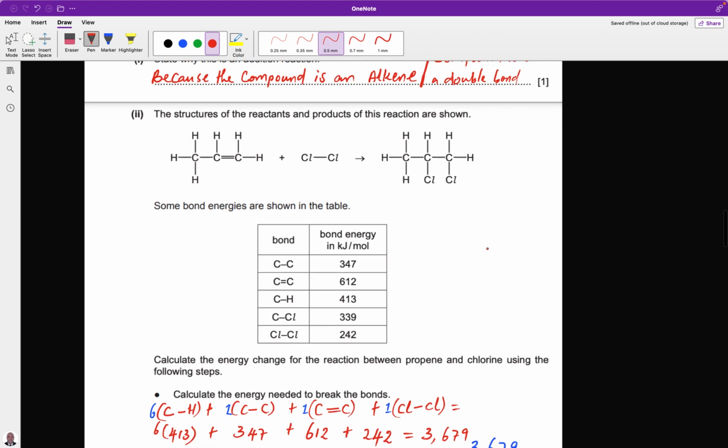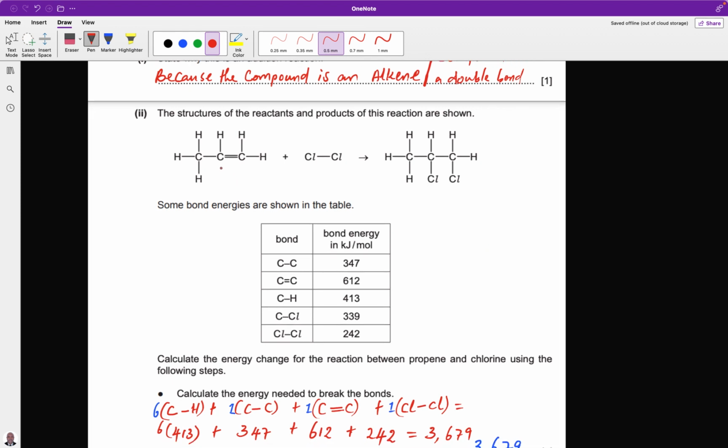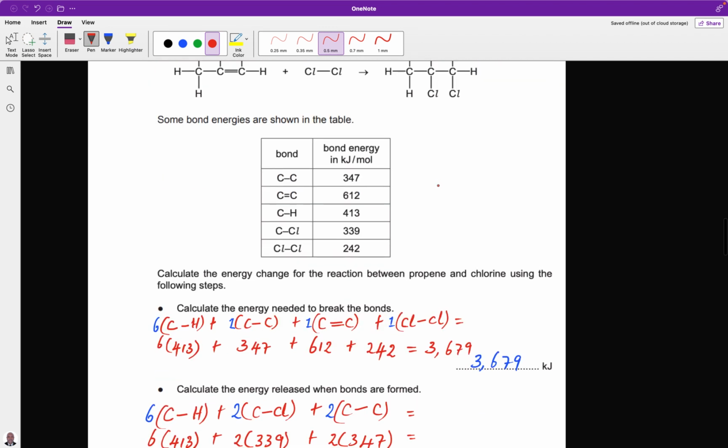Okay, the structures of the reactant and the product of this reaction are shown. These are the structures of propene, and we also have chlorine here to form 1,2-dichloropropane.